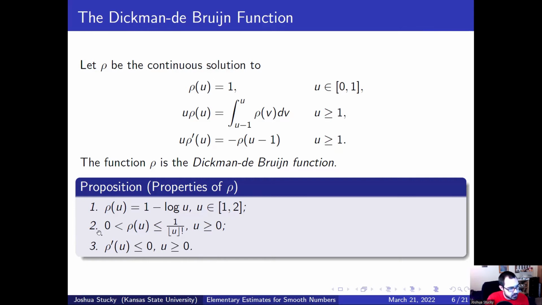And then finally, as I just said, the derivative is negative. It's always negative. Well, it's 0 if u is between 0 and 1, and it's strictly negative if it's bigger than 1. There are some other properties of rho that you could write down. And I'll write down some estimates for various things later on, but for now, I think this is satisfactory. It's everything that we sort of need. So questions on the derivation of the Dickman-de Bruijn function?